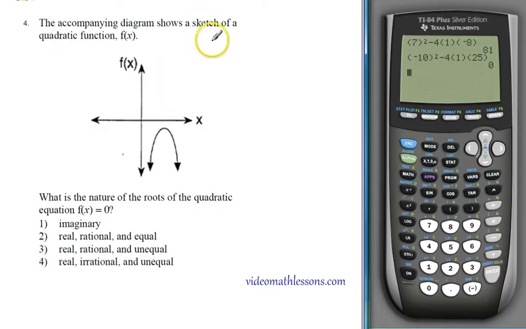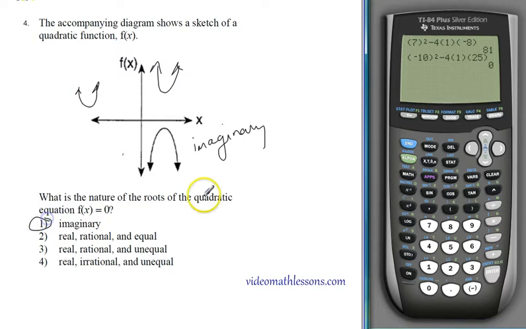And finally, oh, we never talked about this. This is the one graph we haven't talked about. See this graph, how it's hanging and it doesn't touch? I'm telling you, that's imaginary. It's the only one we haven't talked about. It could be hanging up in the air. You know, it could be over here. It just doesn't cross the x-axis. That has imaginary roots.